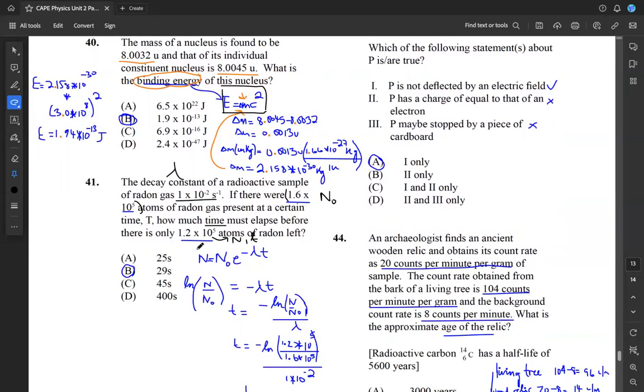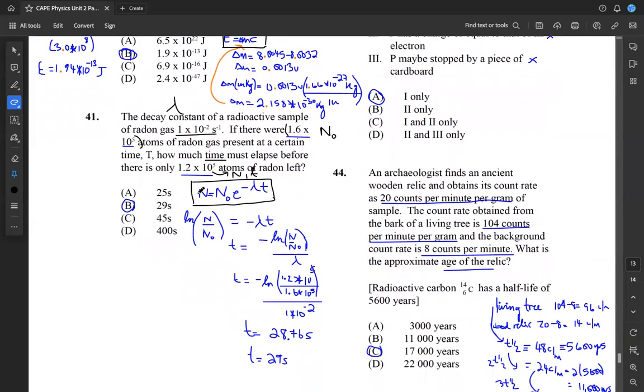So we can use this formula. This is your go-to formula, your key formula for these kinds of calculations, right? N is how much we're going to have at a certain point in time. N naught is what we started with initially, so that's 1.6 times 10 to the 5. And then of course we have e raised to the power of minus lambda t. They gave us lambda, so we know everything here except t. So we're going to make t the subject because that's what we want to find.